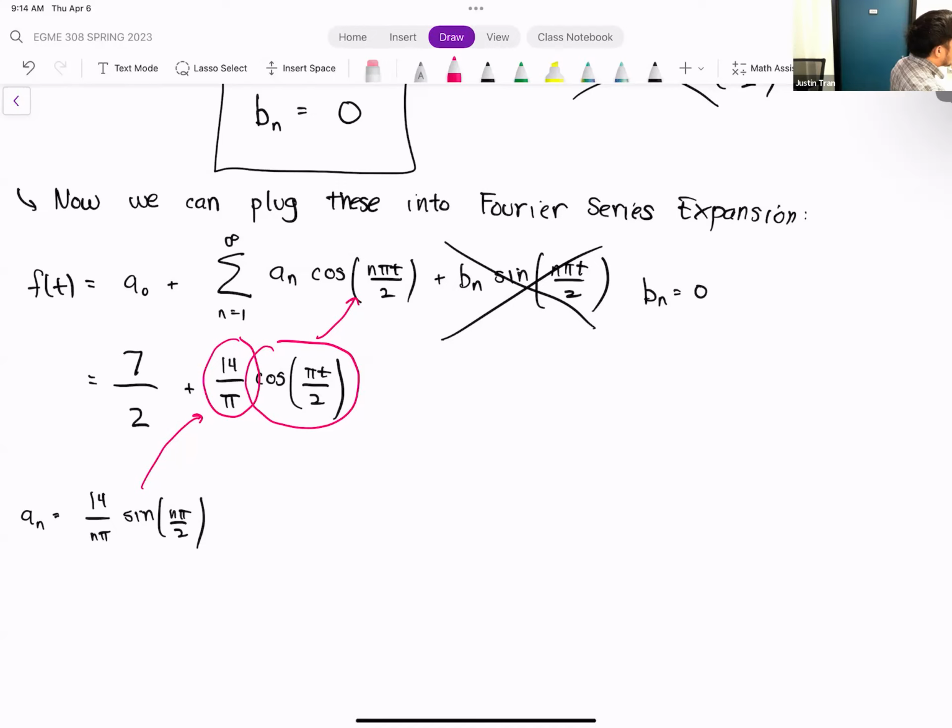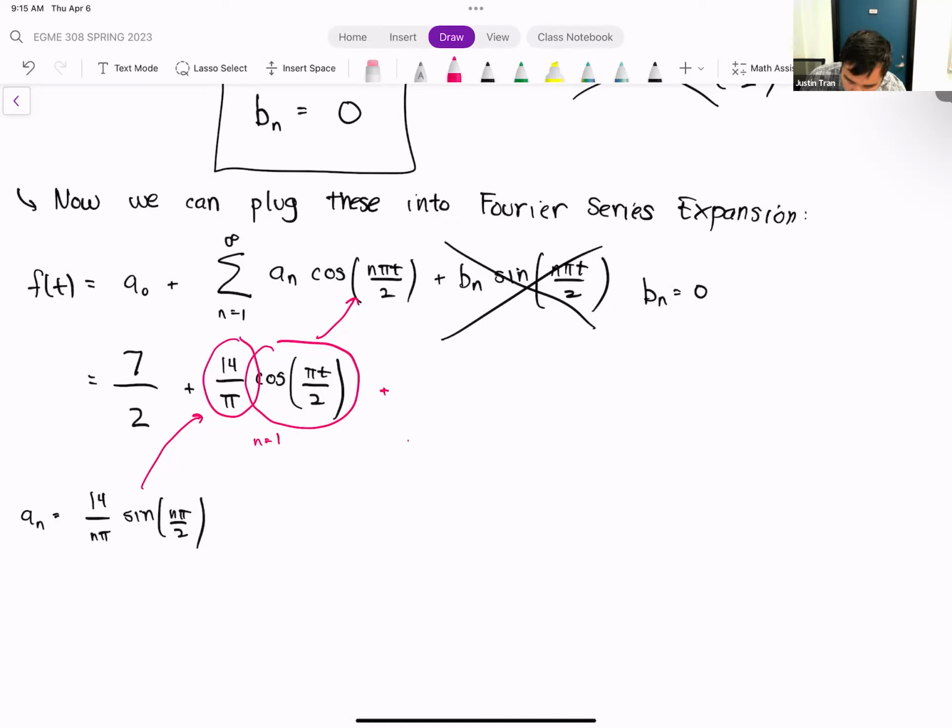So when you're writing these function expansions down, it's easy to get confused because there are a ton of sines and cosines floating around. So make sure you do this part carefully. Okay. So that's the n is equal to 1 term.